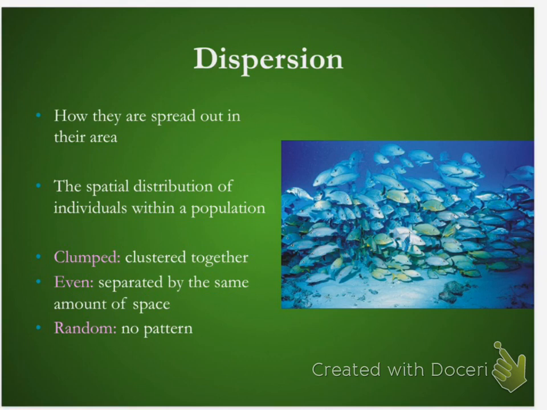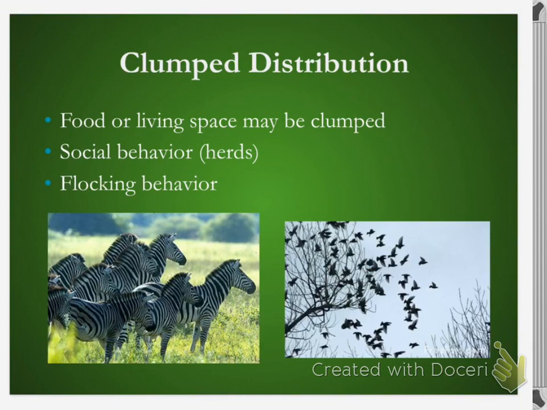The other thing that affects how a population size looks when it's sampled is their dispersion, how they're spread out in their area. So not all species disperse themselves in the same way, and not all species disperse themselves in the same way all year or all day or all the time. So a clumped distribution is when we find flocks or herds or packs. We find organisms of the same species that are together a lot. We can think of packs of wild horses and packs of wolves. We can think of flocks of birds.